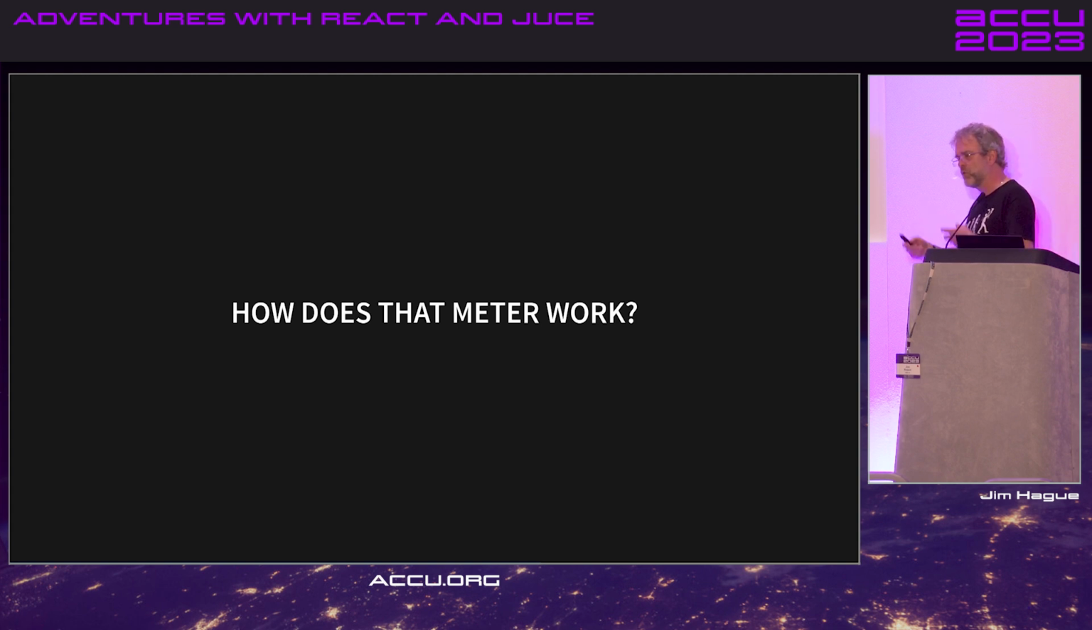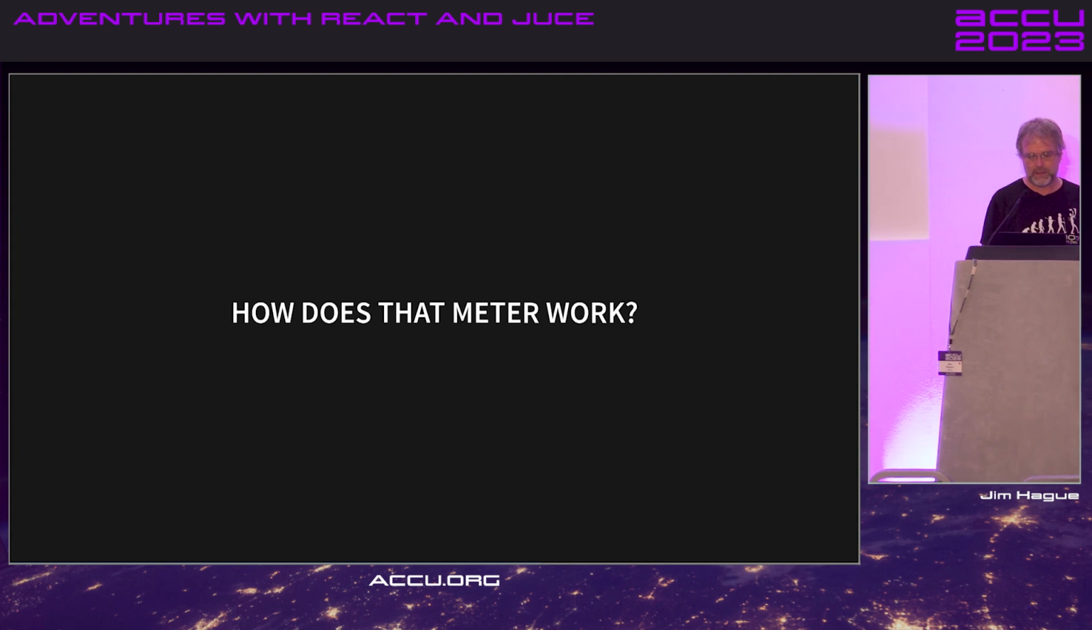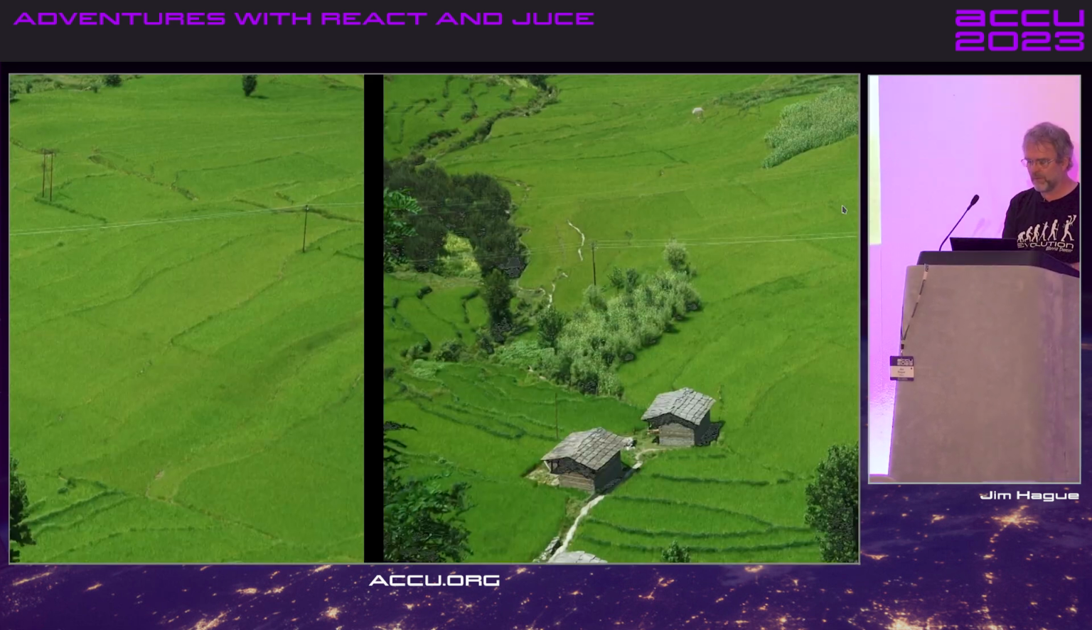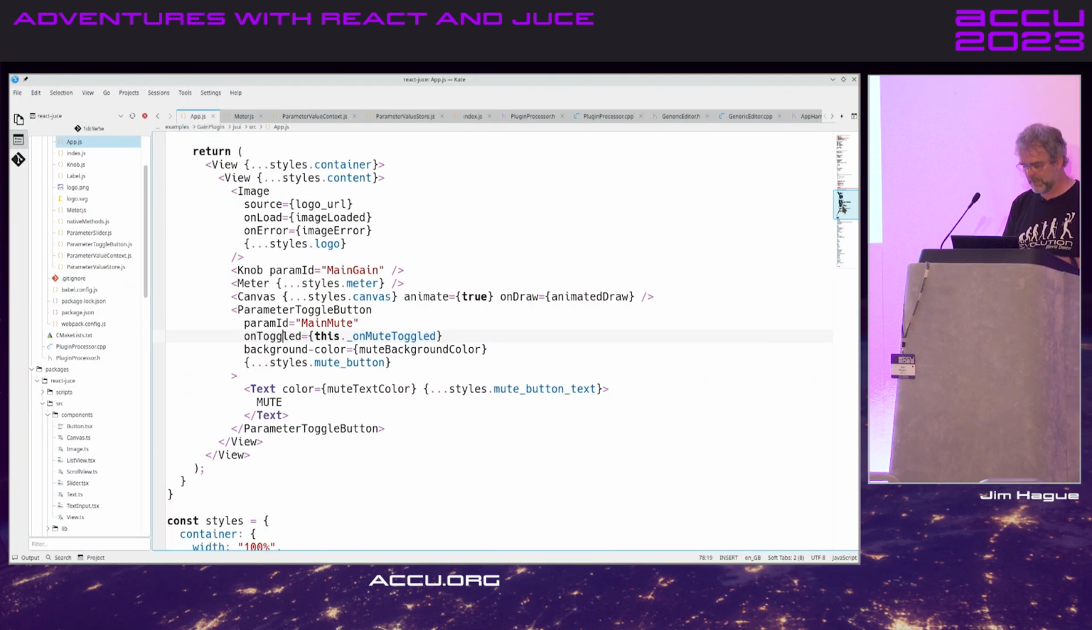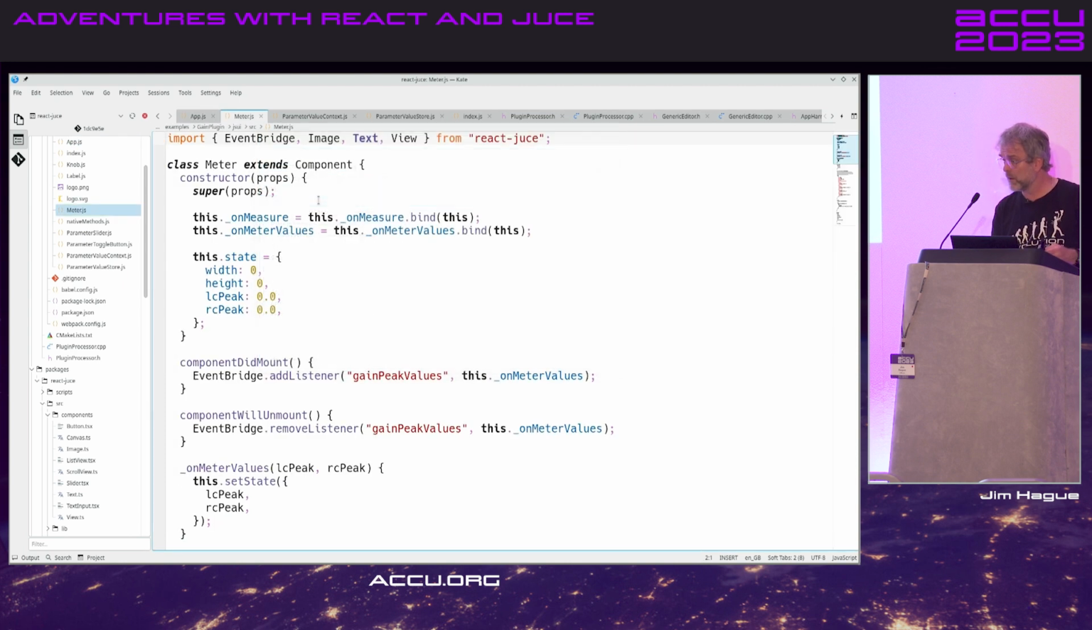I thought we'd have a quick look at some of the things on the way, in particular the meter, because as I said, the meter itself is drawn on a canvas. So if we go and look at, where's meter gone? There it is. If we have a look at meter, you see meter has a state.